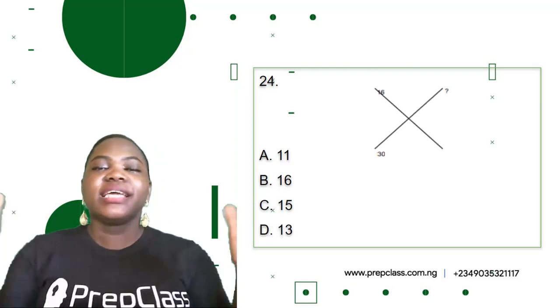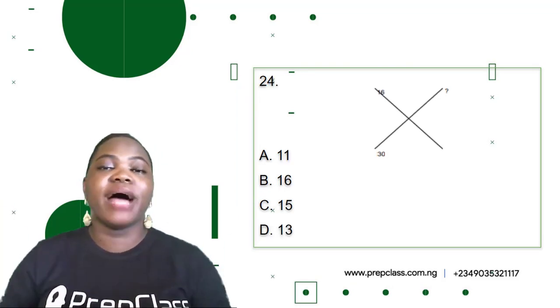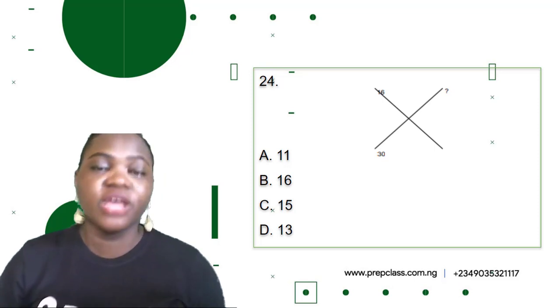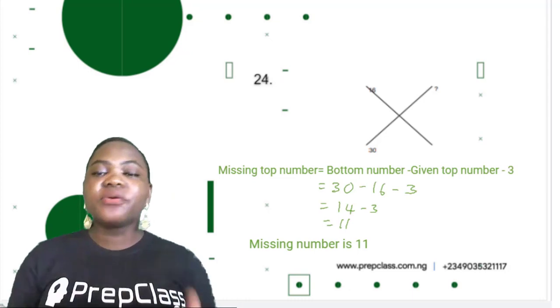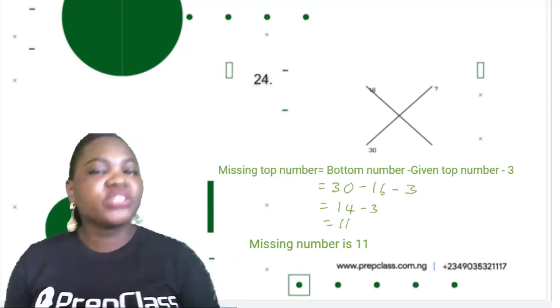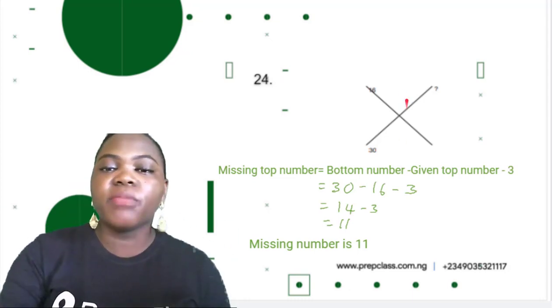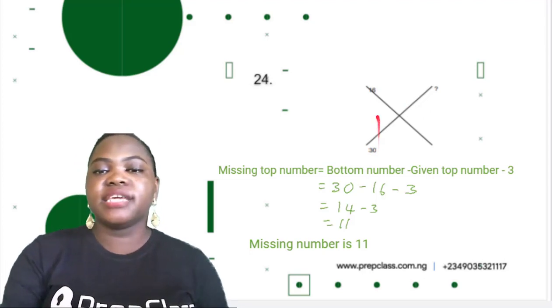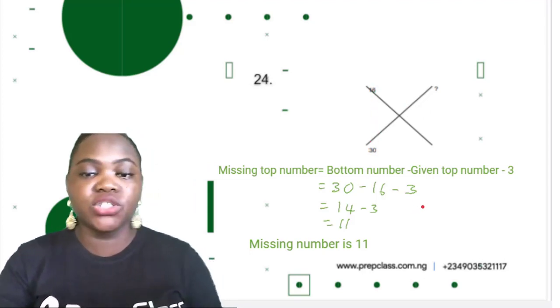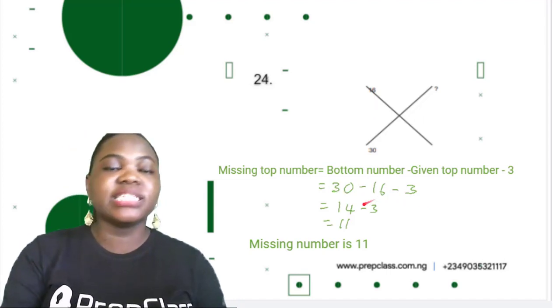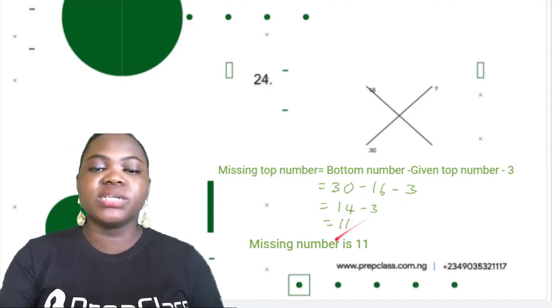Question 24. Here also, we're given the bottom number and just one of the top numbers. So how do we do this? Very easy. Missing top number is equal to bottom number minus given top number minus 3. The bottom number here is 30. Then the given top number is 16. So we have 30 minus 16 minus 3. 30 minus 16 is 14. Then 14 minus 3 is 11.